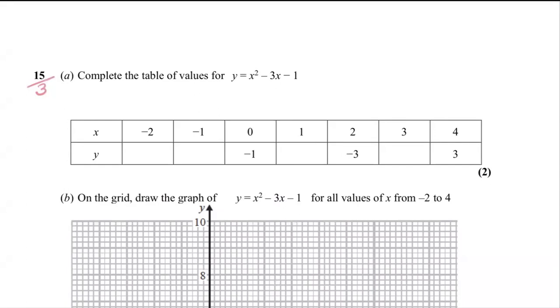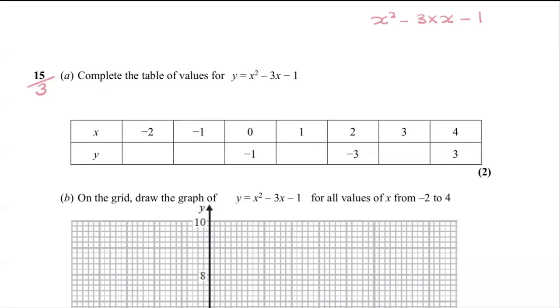Okay, we've got to complete the table of values. We've got quite a big rule that we're going to have to work with. The y coordinate is found by doing x squared minus 3x minus 1. So first thing to do here would be to just write it out. I like to show the time sign. Just write that rule out so you can see clearly what you're doing.